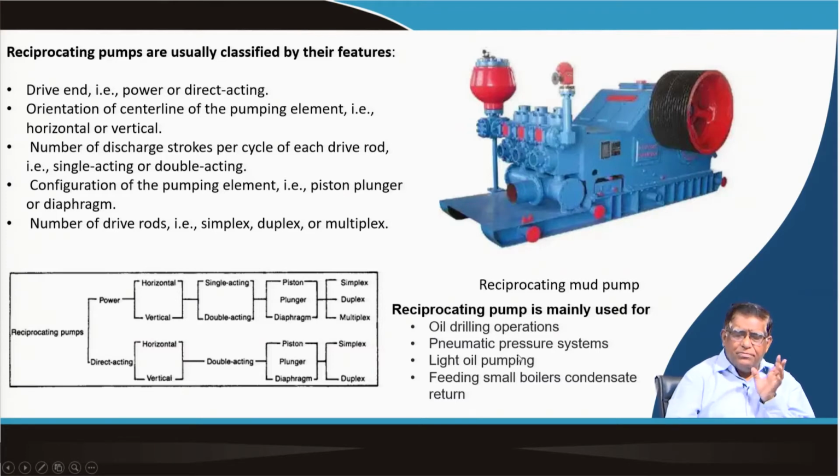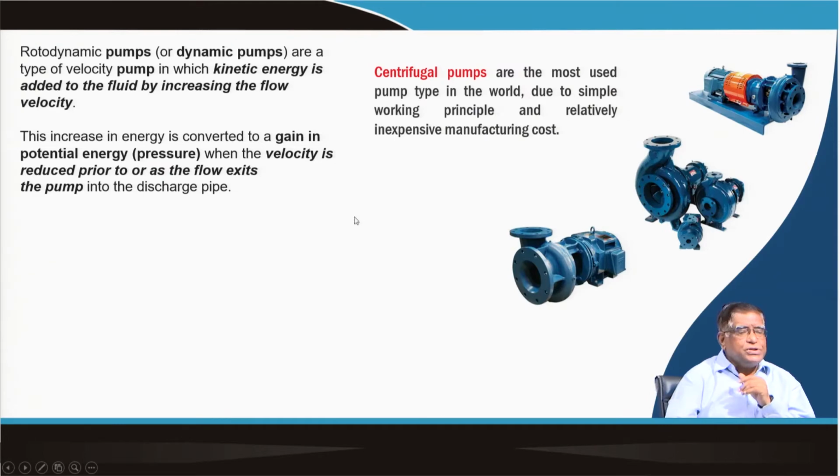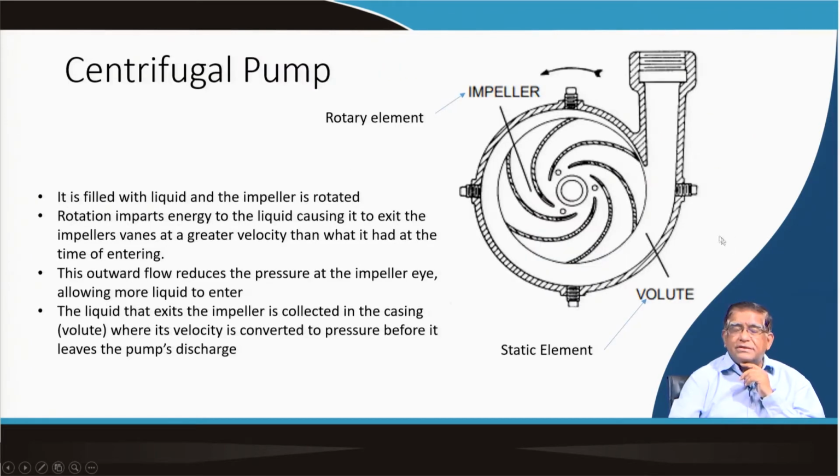Reciprocating pumps are also used in pneumatic pressure systems, in light oil pumping and in small boiler feeding. Now, there is also the rotodynamic pump, which is called the centrifugal pump. So, there are two types, one is reciprocating and the other is dynamic or rotodynamic. Whenever you see this type of diagram, you can tell that it is a reciprocating pump. Next, we will learn how a centrifugal pump works.